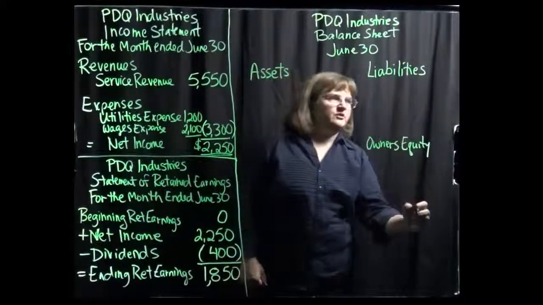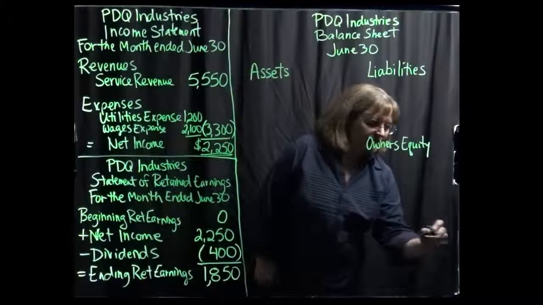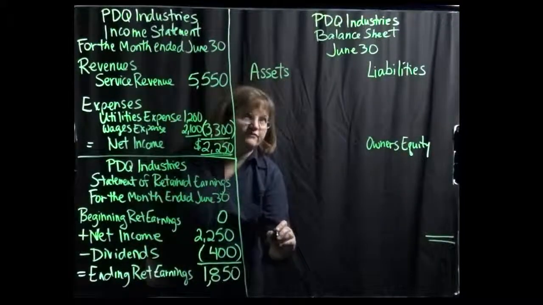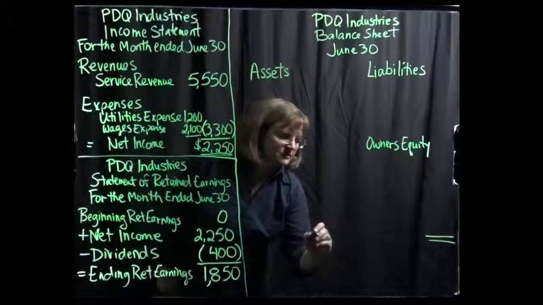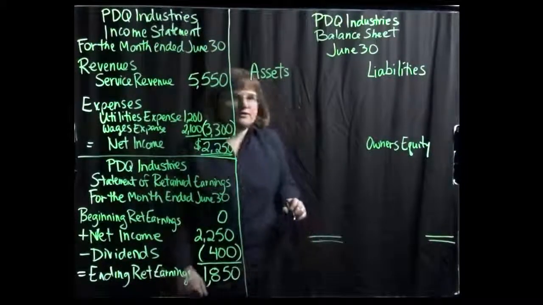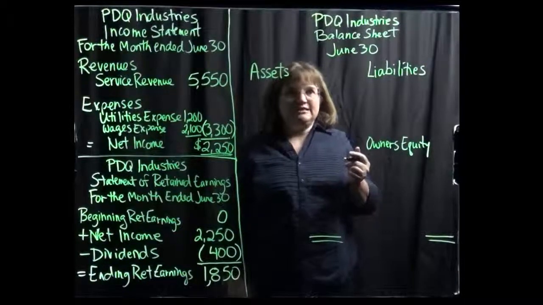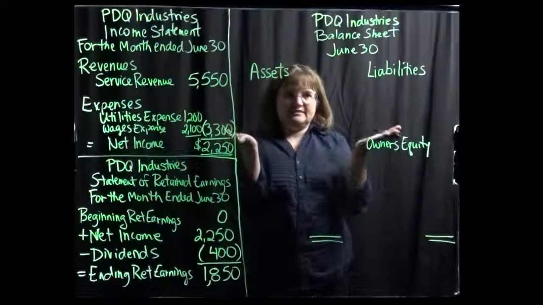And then we will reach a point at the bottom where we'll have the total of the liabilities and owner's equity, and we'll have the total of the assets. And the two numbers better equal, or we'll know we did something wrong, because a balance sheet has to stay in balance. It's like a scale.